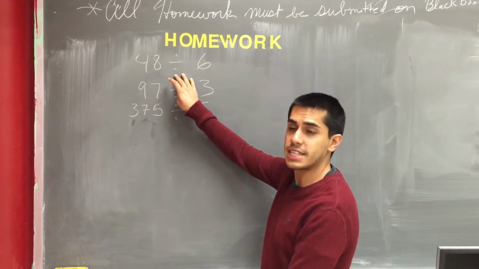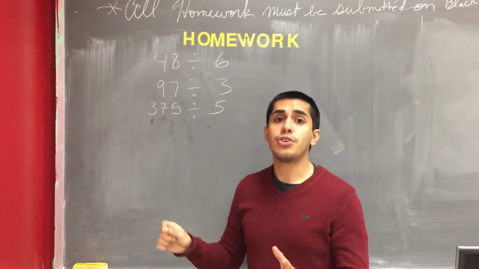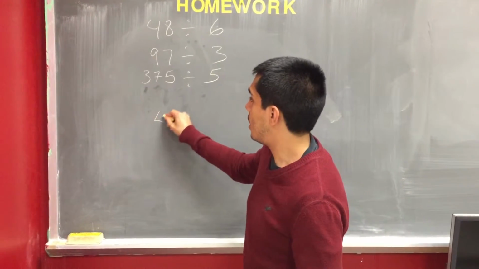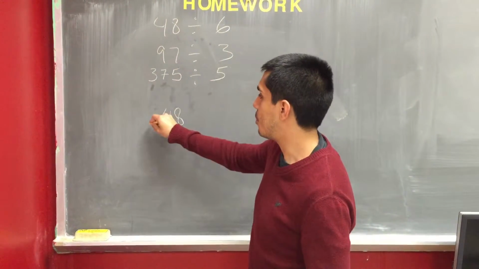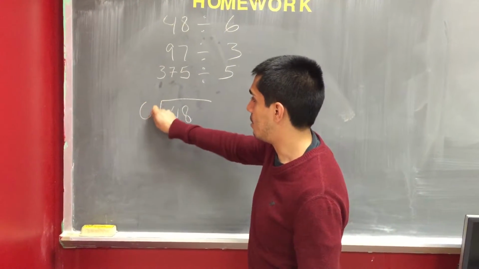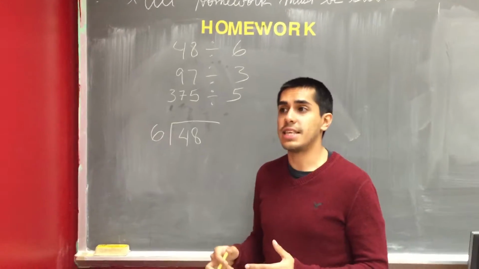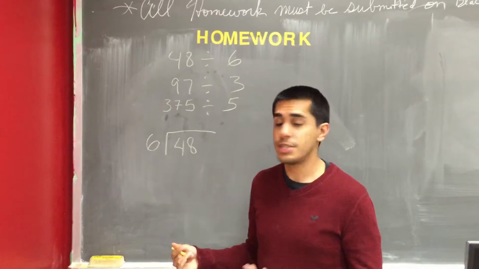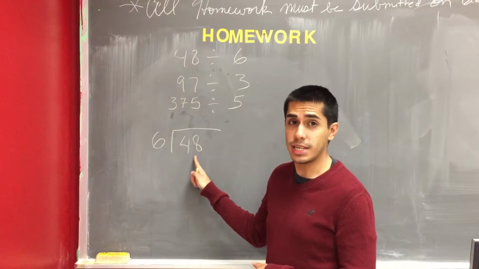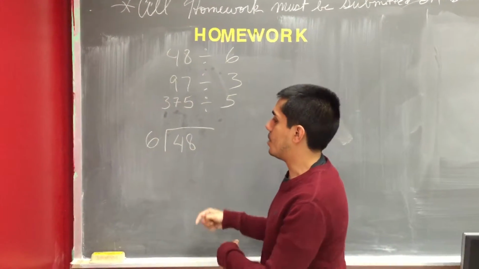So we'll start with the first example right here, 48 divided by 6. Now, make sure they know how to set it up. The number that goes first should go inside a box, and the number on the outside should go outside the box. This is similar to subtraction in the sense that the bigger number always has to go first. Well, for division, the bigger number always has to go inside the box. Otherwise, you can't divide. So let's get started.